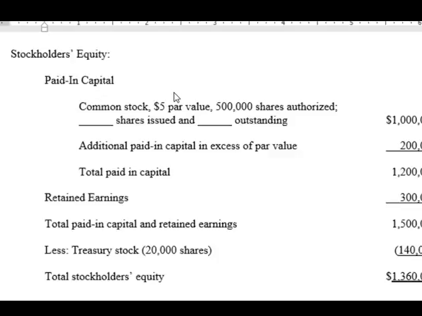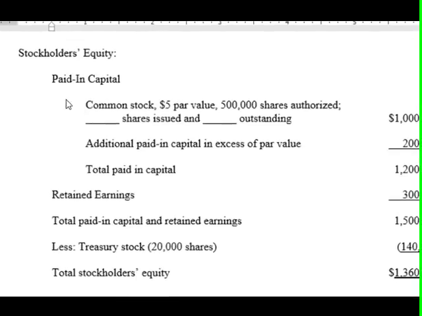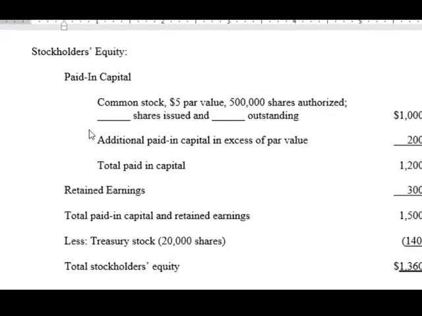The number outstanding, that's not going to include treasury stock. So treasury stock has been issued, but because the company has bought it back, it's no longer outstanding. So to get this number, we'll take the 200,000 shares issued and subtract the 20,000 shares of treasury stock. And our answer would be 180,000.